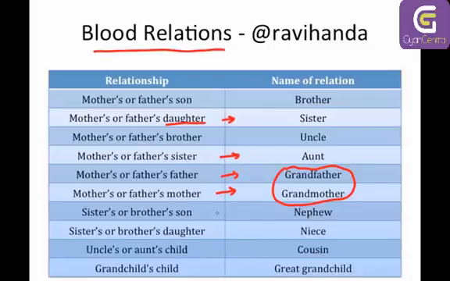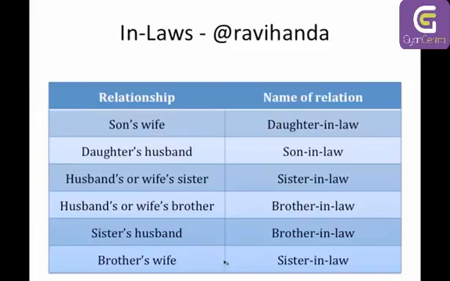Sister or brother's son is the nephew. Sister's or brother's daughter is your niece. Uncle or aunt's child are your cousins. And you know what a grandchild is. What is a grandchild's child? That is a great grandchild. Let's look at a few more.